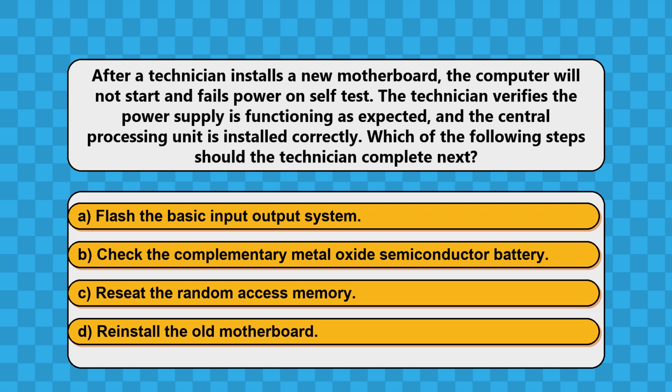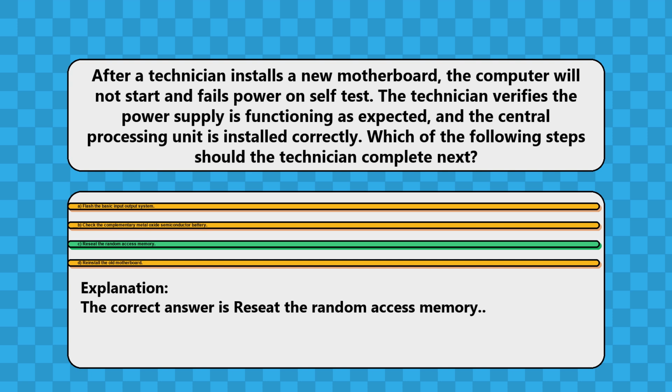Option A, flash the basic input-output system. Option B, check the complementary metal oxide semiconductor battery. Option C, reseat the random access memory. Option D, reinstall the old motherboard. The correct answer is option C, reseat the random access memory.